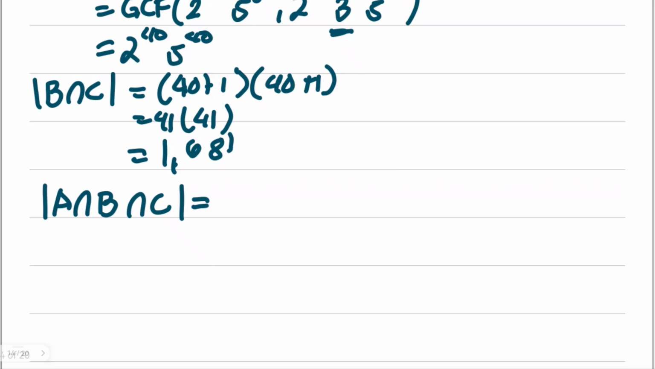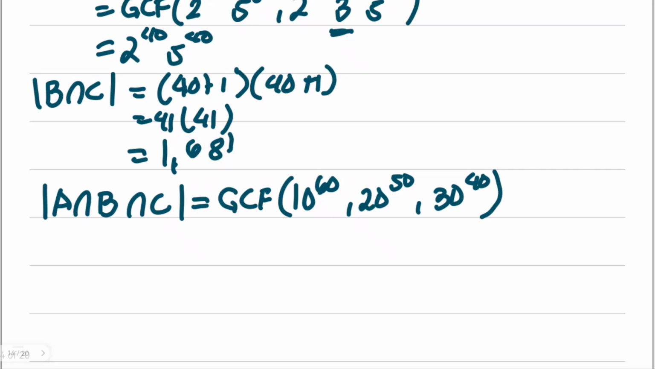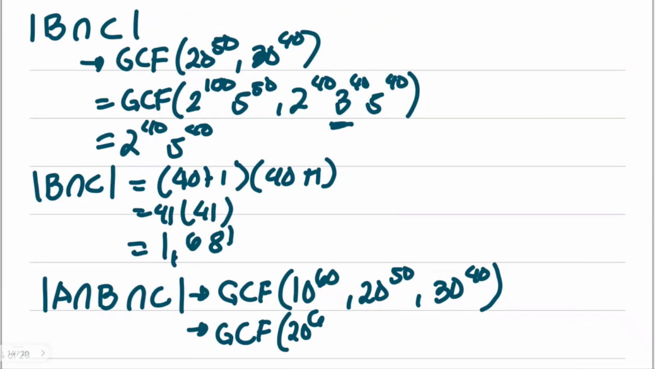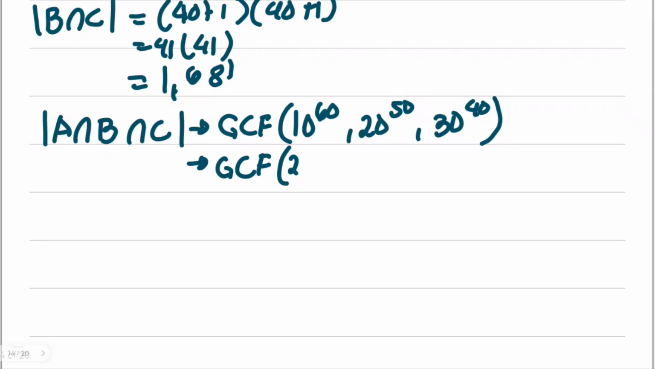For this time, we'll be using the GCF of all: 10 to the power of 60, 20 to the power of 50, 30 to the power of 40. Okay? So again, it's not equal. We will solve for GCF first. So the GCF of this again? 2 to the power of 60. Okay. 2 to the power of 60. Again, my bad. I'm used to writing 0 after that. 5 to the power of 60.